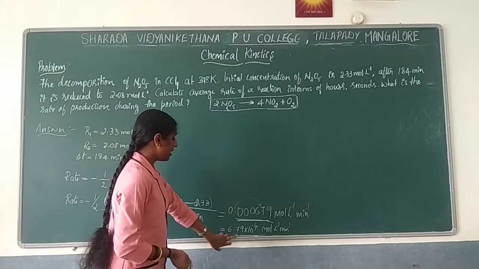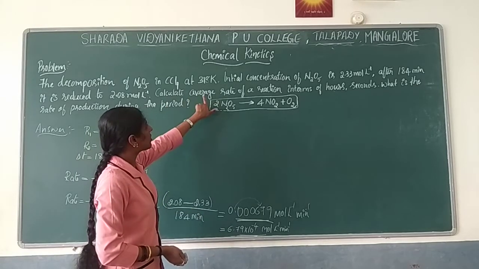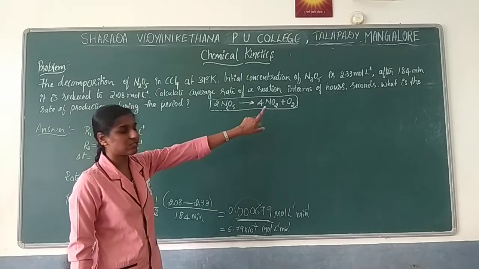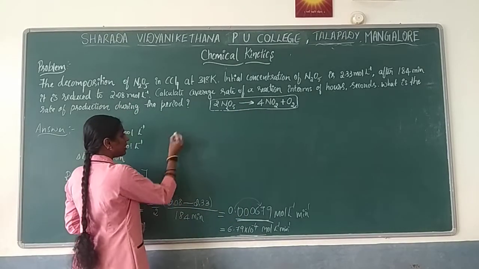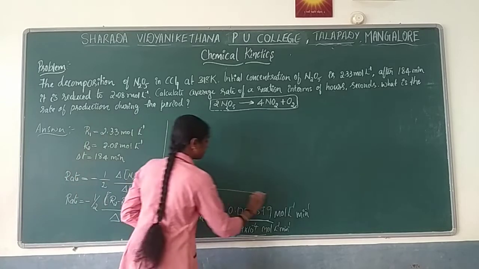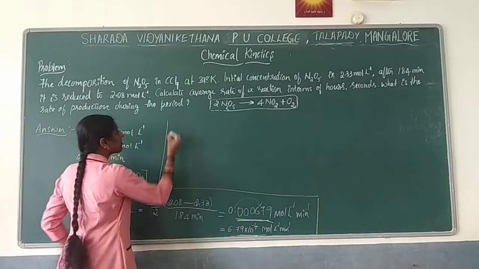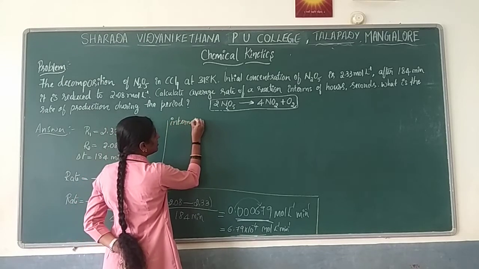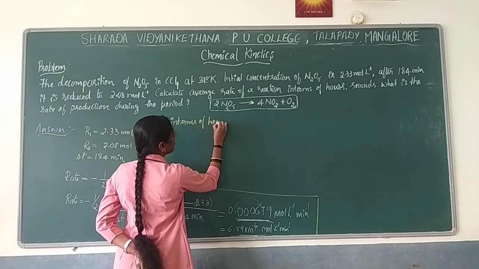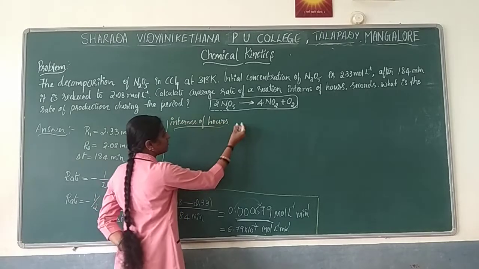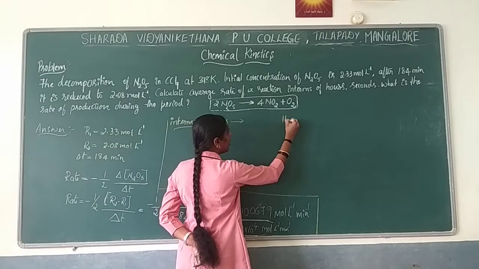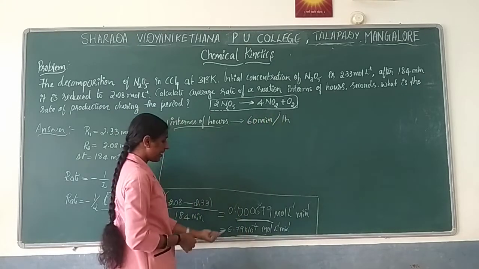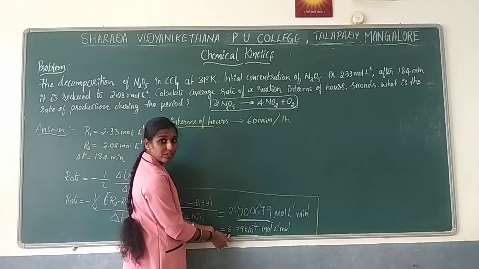Okay. So now by using this you have found the average rate of reaction. By using this you are supposed to find it in terms of hours as well as seconds. So when you calculate in terms of hours, it comes as 1 hour is nothing but 60 minutes, right? Okay. So multiply that with the average rate of reaction that you know.